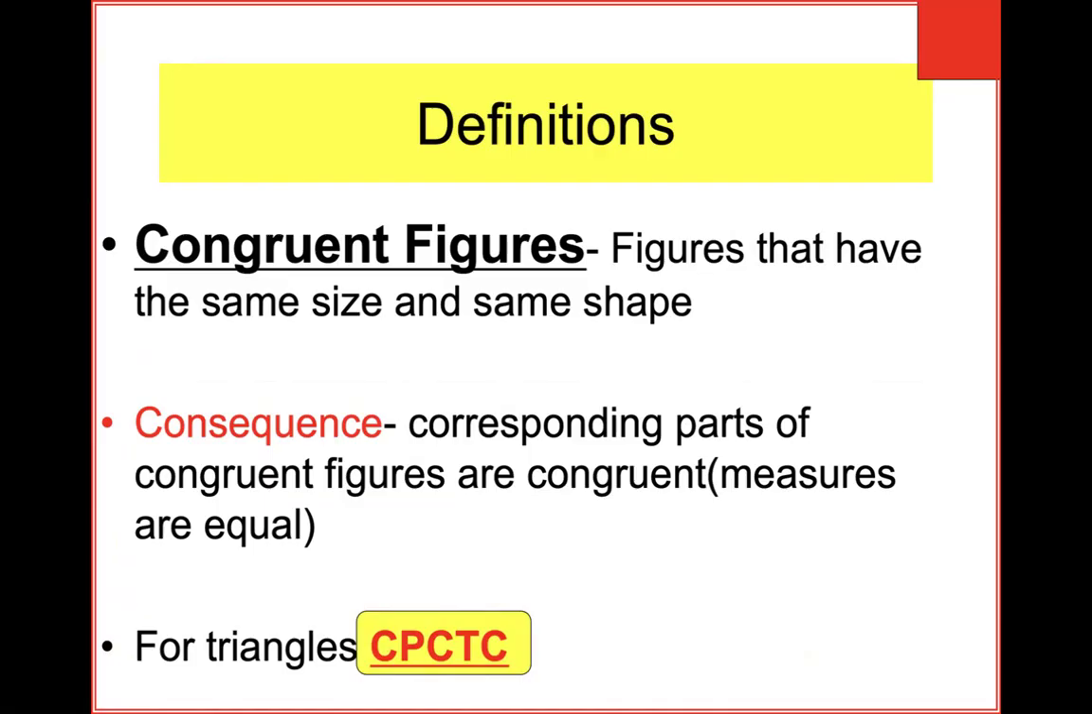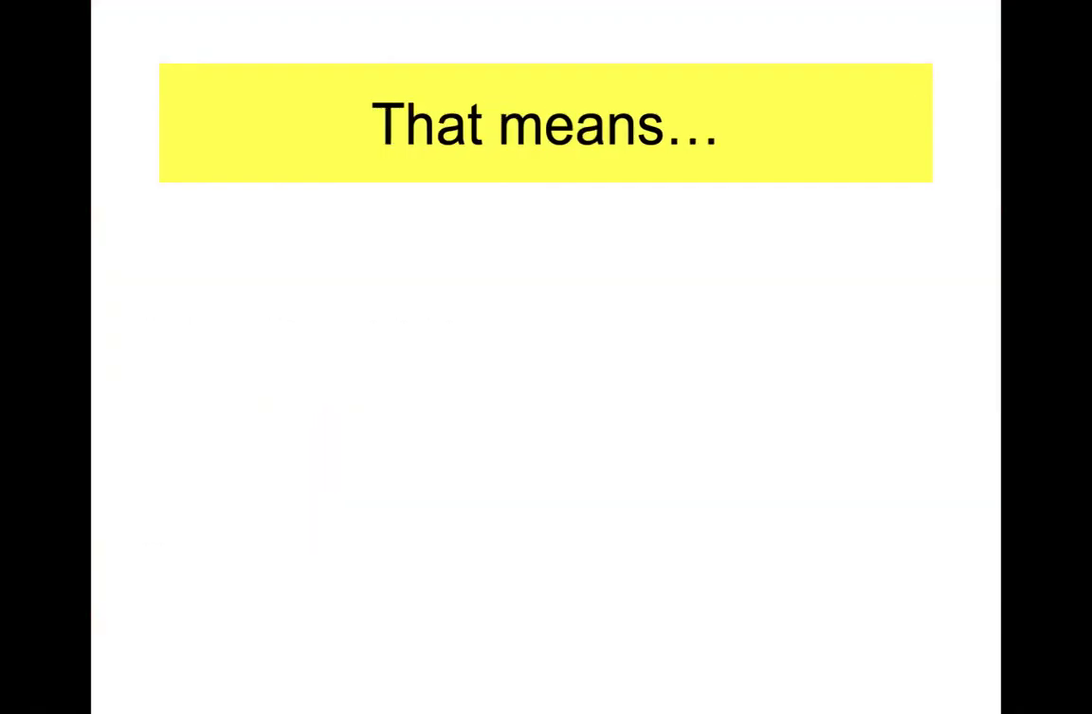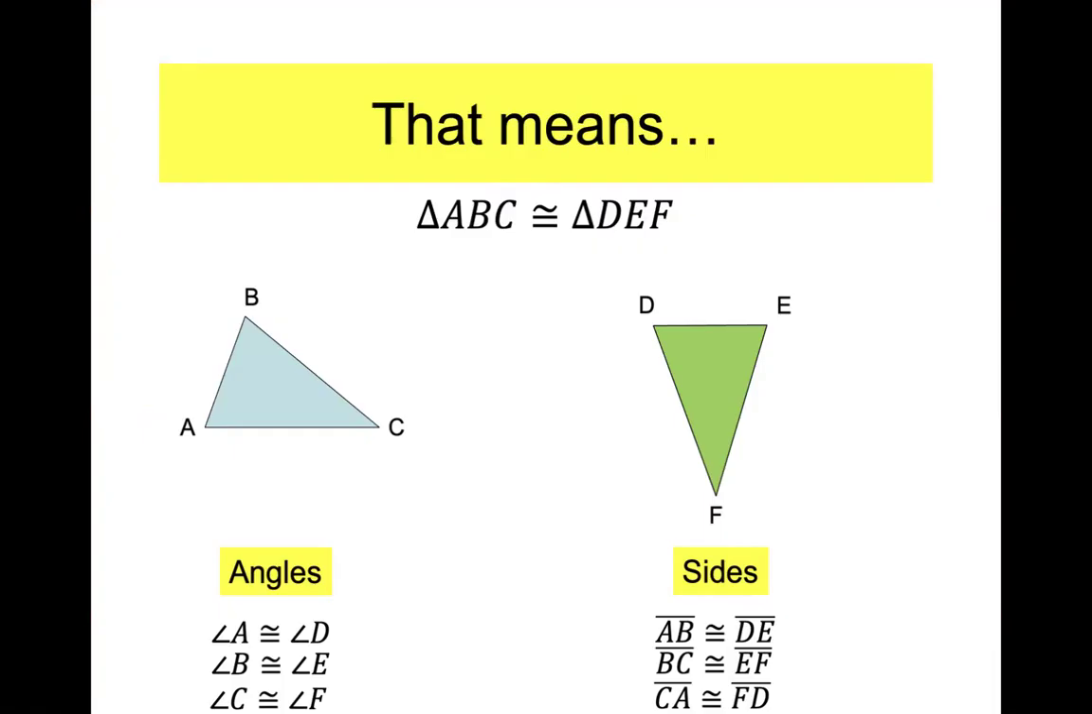And since we typically deal with triangles, we take that whole big statement, the corresponding parts of congruent figures are congruent, and change that to CPCTC. The corresponding parts of congruent triangles are congruent. And as we start doing proofs, you'll see why this is helpful, because you don't have to write the corresponding parts of congruent triangles are congruent. You can just write CPCTC. All right, so that means that the parts that go together have the same values.